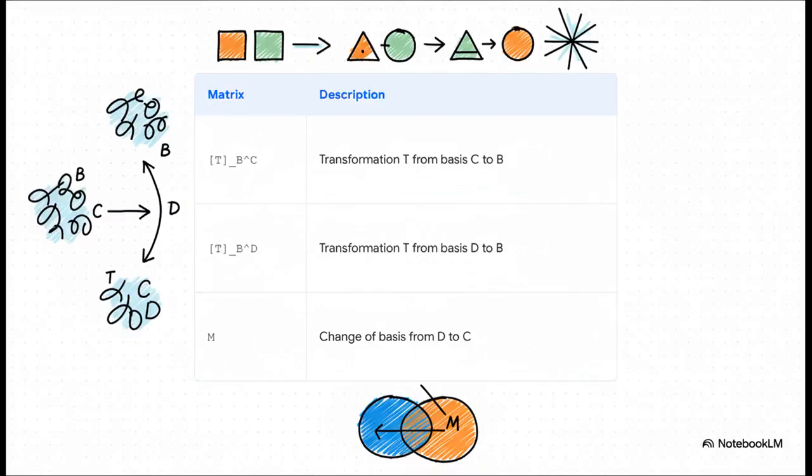Let's decode this thing. Think of a basis as a language. The first matrix, T from C to B, is like the instruction manual for our transformation T. It's written for someone who gives you an input in language C and wants the output in language B. The second matrix is the same manual, but for inputs in language D. And that last matrix, M, well, M is our translator. It's a special matrix that converts language D into language C.